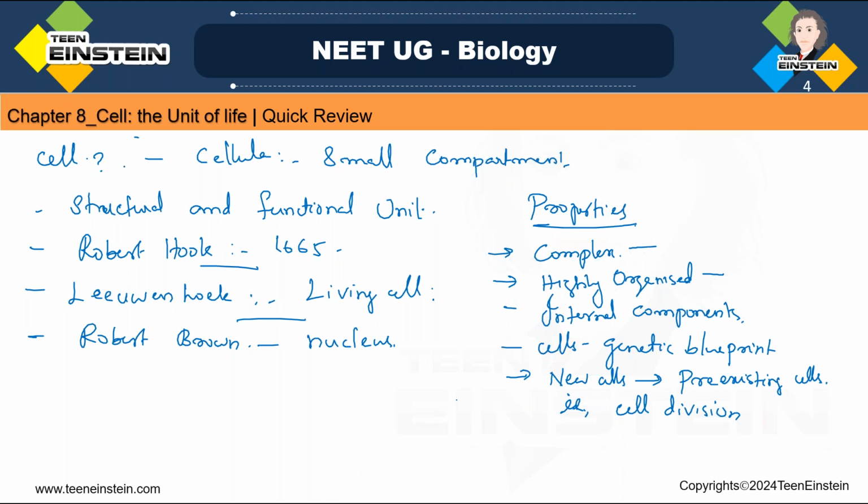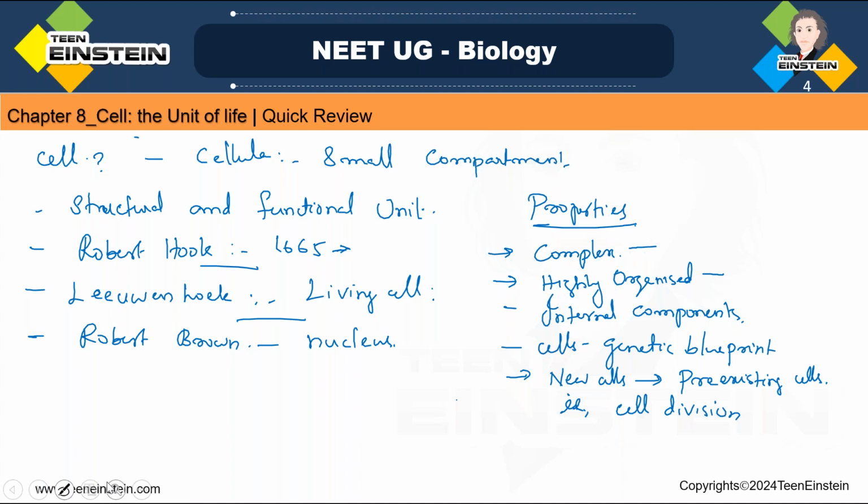So here, what all we said: the cell is a small component, and it is the structural and functional unit of life. Robert Hooke in 1665 discovered the cell, which was a dead cork cell. And Anton van Leeuwenhoek later discovered a living cell. And Robert Brown discovered the nucleus.